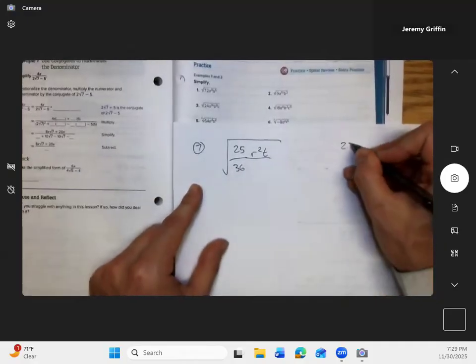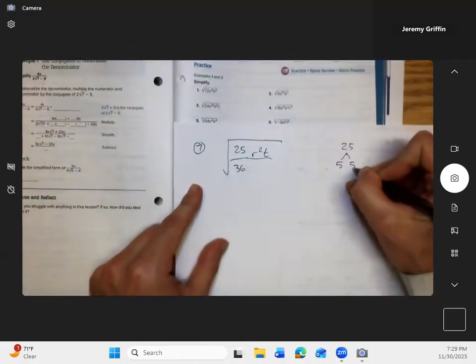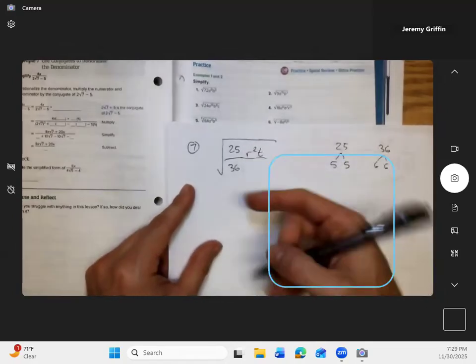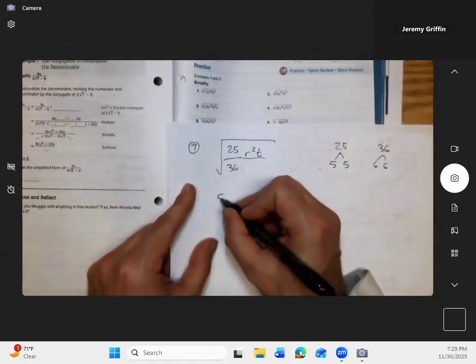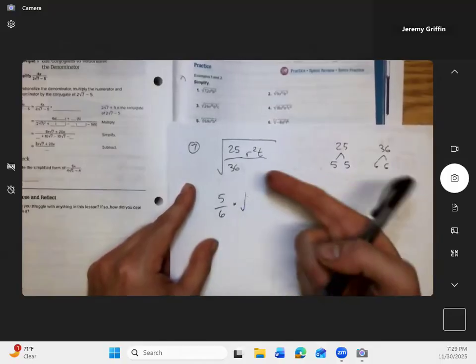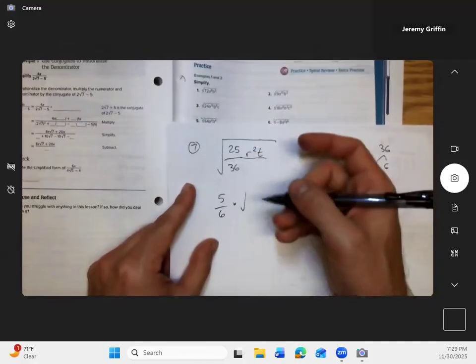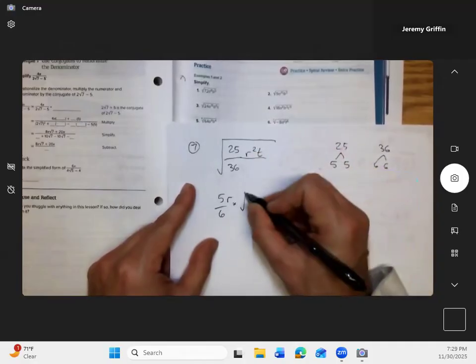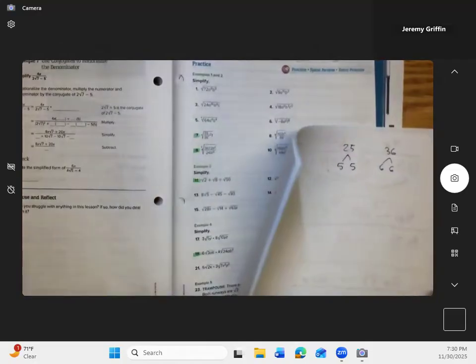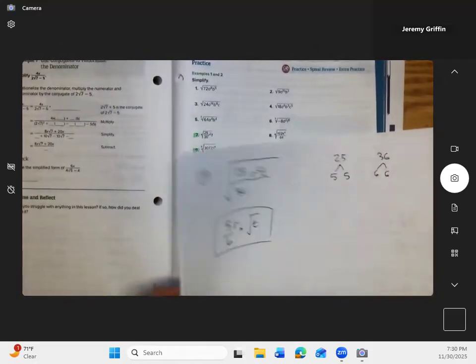Well, 25, isn't that 5 times 5? And 36, isn't that 6 times 6? So I can pull this out, that's 5 over 6. And then times the square root. Oh, I can pull out an r. The square root of r squared is just r. And I still have the square root of t. Boom. Done.